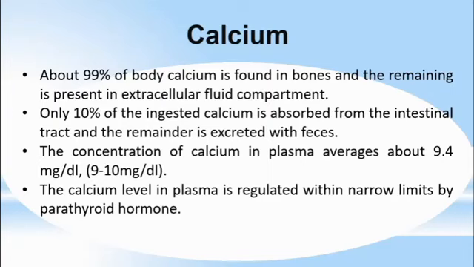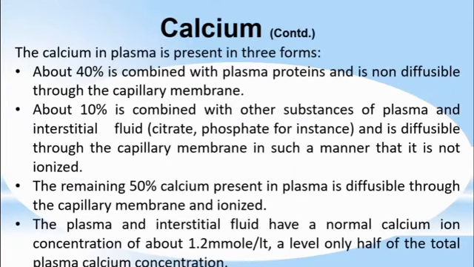The concentration of calcium in plasma averages about 9.4 milligrams per deciliter. The calcium level in plasma is regulated within narrow limits by parathyroid hormones. These are the hormones that control the calcium level in the body. The calcium in plasma is present in three forms.